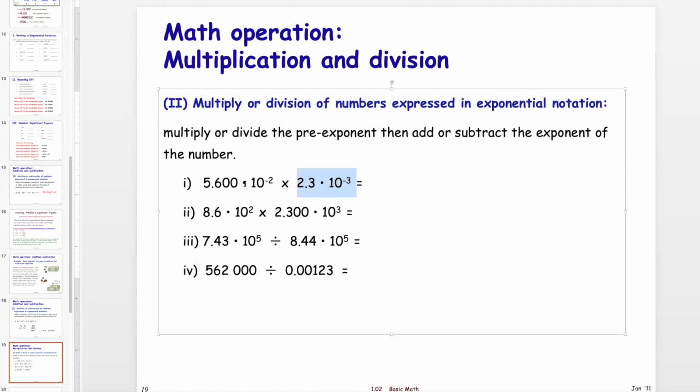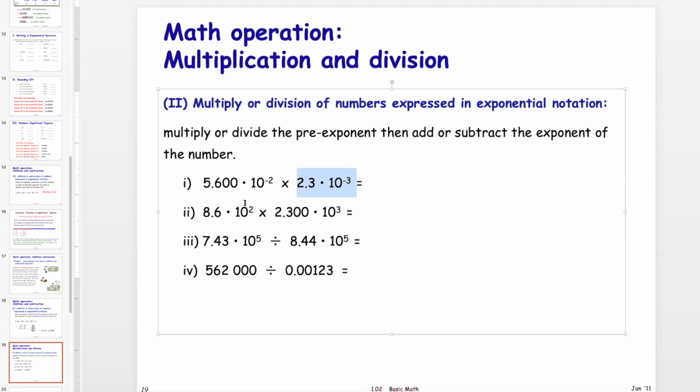Which one has the fewest significant figures? 5.600 or 2.3? Fewest significant figures, 2.3. Exactly. See, the rules of multiplication and division say that you round off your answer based on the fewest significant figures. So your answer here has got to contain 2 significant figures. Okay? It's a different set of rules than addition and subtraction.